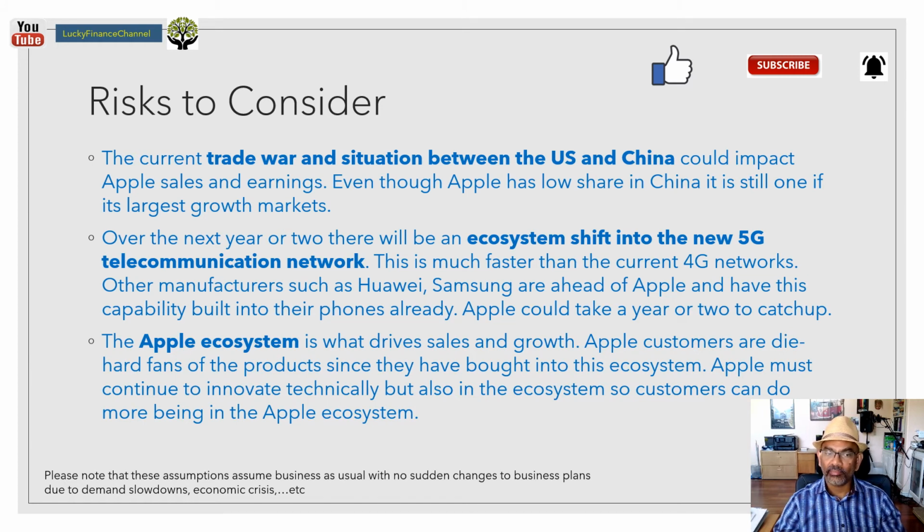even with 5G. Now, the most important thing here is the Apple ecosystem. This is really what drives sales and growth. Most Apple customers are die-hard fans of their products and would never want to move away from Apple because they basically have bought into the ecosystem. So what Apple needs to do is continue to innovate technically on their phones, on their products, but also they need to innovate their ecosystem so that customers can do a lot more just because they're part of that Apple ecosystem. So those are the things you've got to keep an eye on.